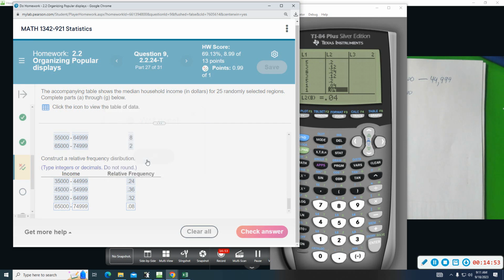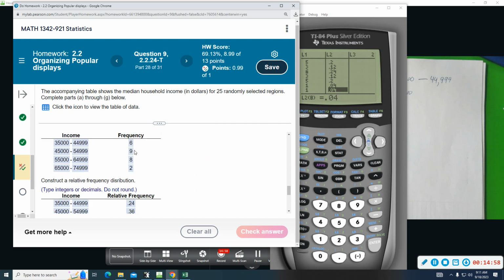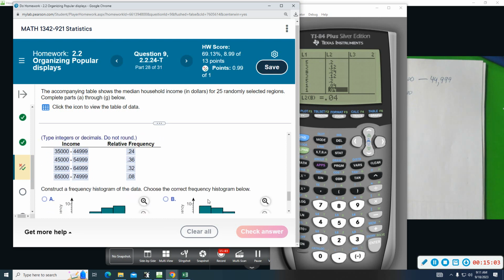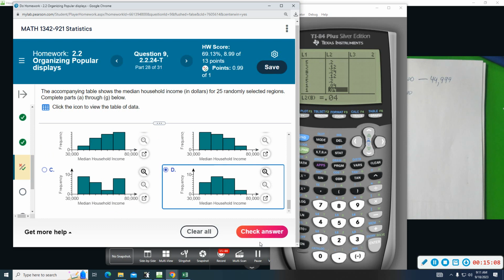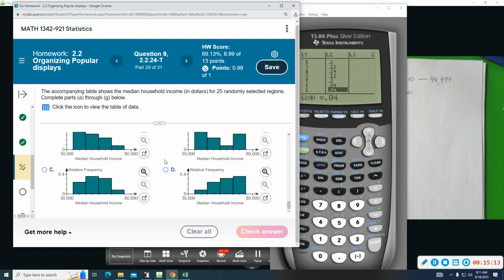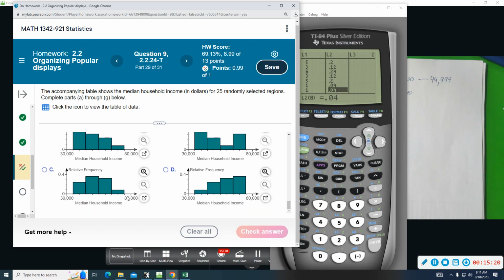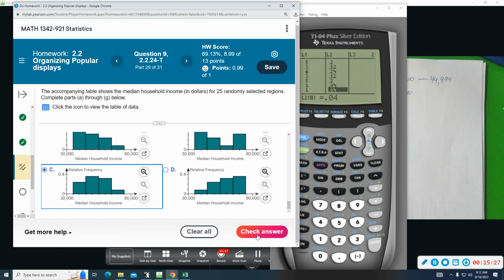Okay. The histogram, we had 6, we went up to 9, dropped to 8, dropped to 2. So we're going to start out about a medium height, going to go up, and then start dropping down. So D looks like the answer choice there. And then with the relative frequency is going to be the same pattern. So you start a little bit lower, go up, and then start falling down. So C matches that same shape that we had in D.